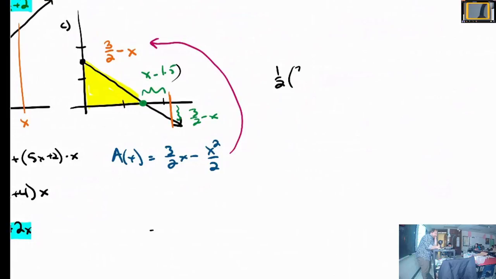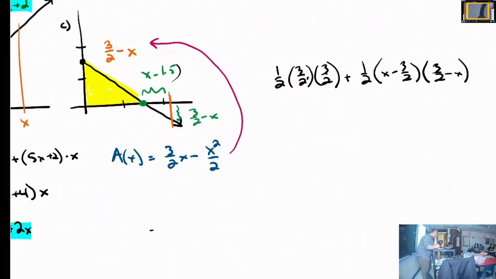1/2 times base times height plus 1/2 times base times height. Got it. This would be next.